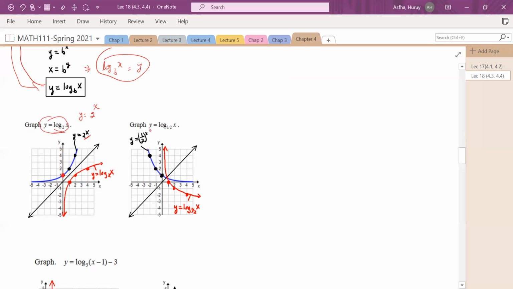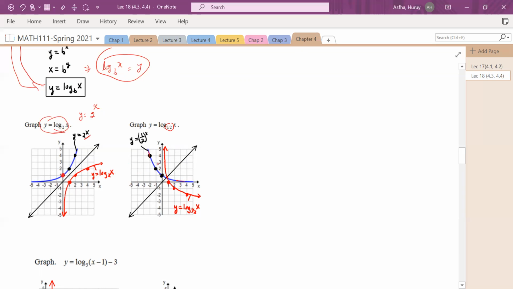And if the base is between 0 and 1, for example, 1/2, here it's an increasing function. As we go from left to right, it's increasing, and here it becomes a decreasing function. Okay, and still this is symmetric along this one. As you can see, this part is an image of this part, and this part is an image of this part. So again, it's symmetric along this y equals x line.